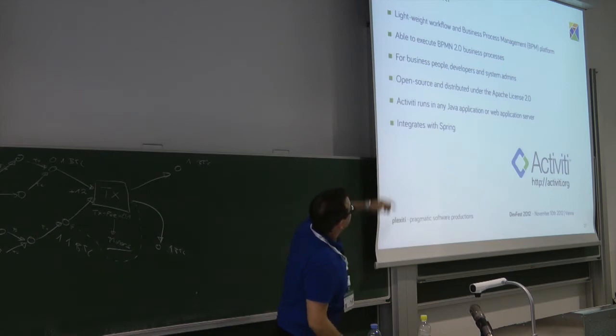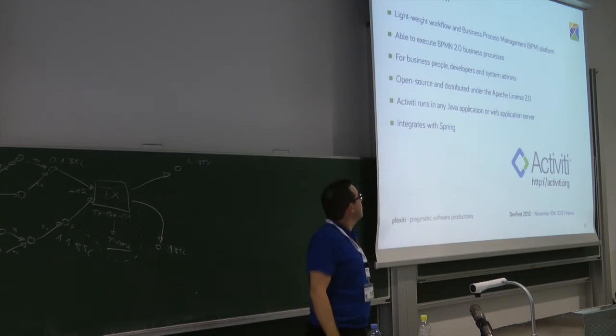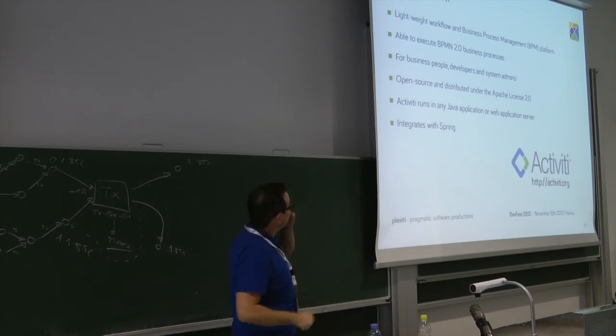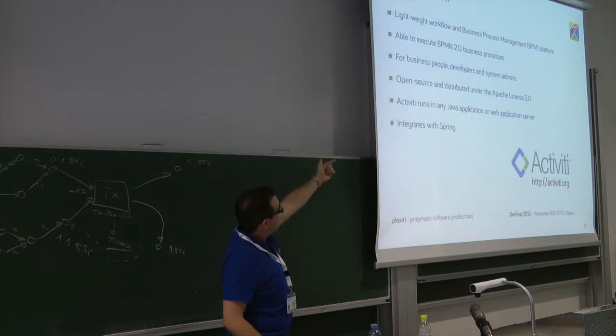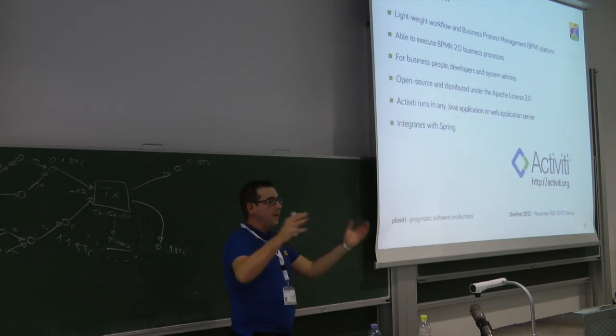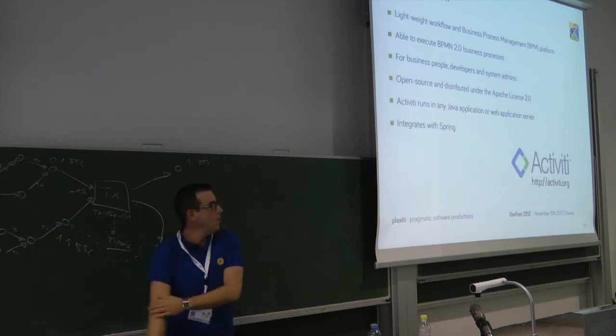It's open source and distributed under Apache license 2.0. We will not go into the discussion about free software and open source software, but what I mean with the Apache license 2.0 is that it allows you to bring it into your proprietary products also. So it allows you to develop a product that you don't have to make open source, okay?